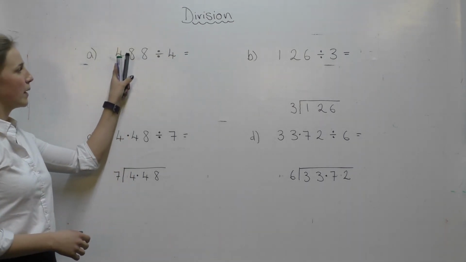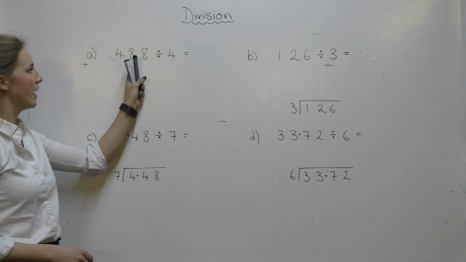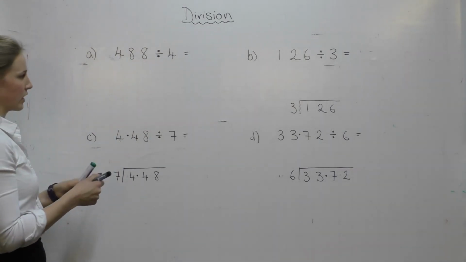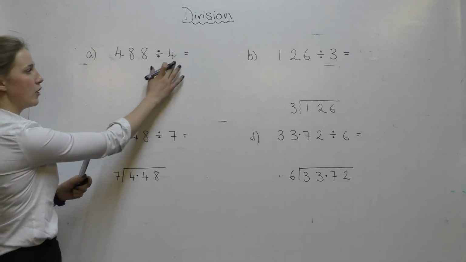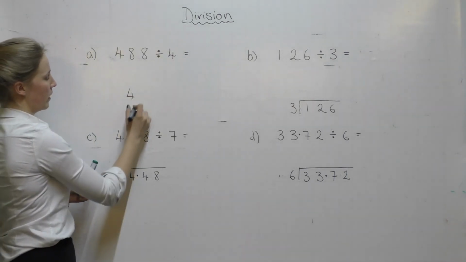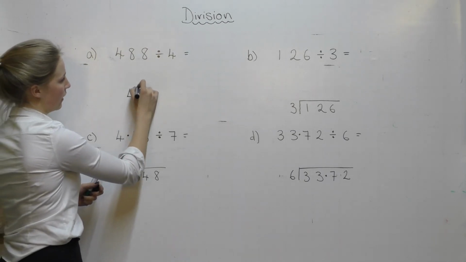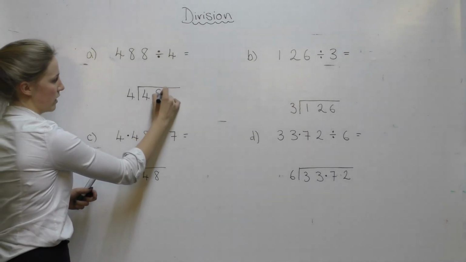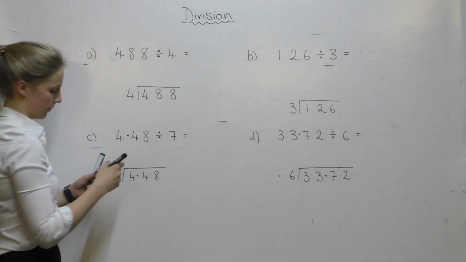So looking at our first question here, we have 488 divided by 4. The easiest way for us to lay this out is to put the thing that you're dividing by on the outside of your division. So I'm going to have my 4 there, and inside my division I'm going to have 488.